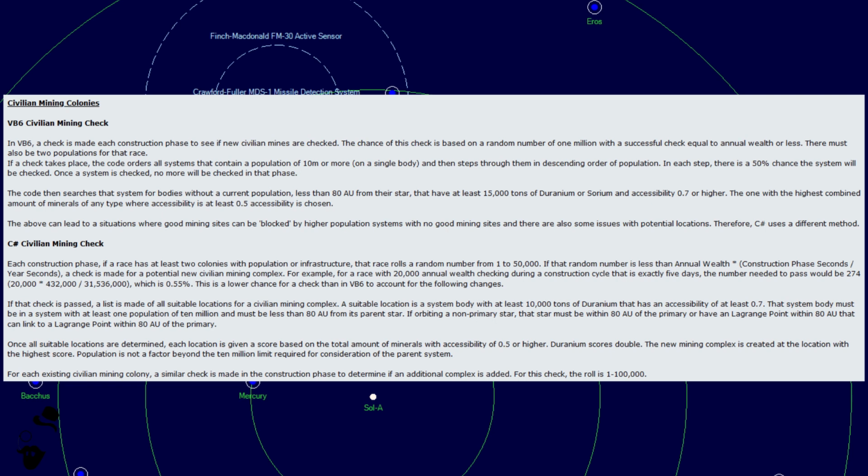Once all suitable locations are determined, each location is given a score based on the total amount of minerals with accessibility of 0.5 or higher. Geranium scores double.